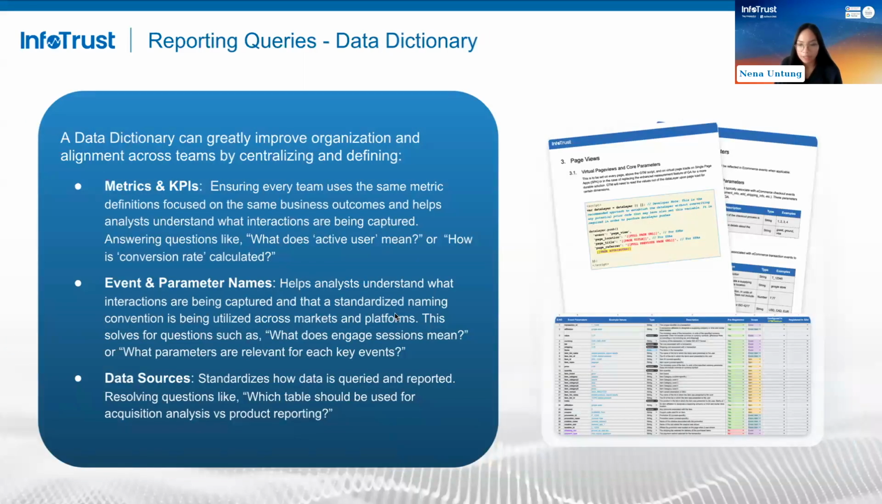So again, I do want to emphasize the importance of a data dictionary, making sure that the organization is aligned in terms of defining what metrics and KPIs are actually needed, what the events and parameter names are that are being pulled or necessary to report on specific interactions, as well as what data sources will be used within the table. This makes sure that you avoid any questions around what each metric actually means, how the report works, and how it's actually capturing the specific website interaction and how it's reporting it.